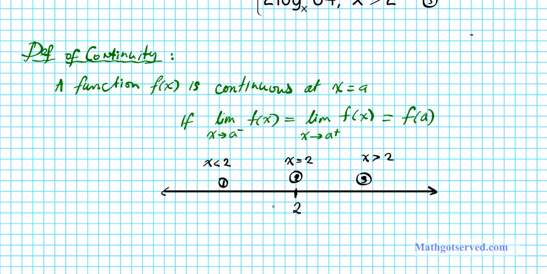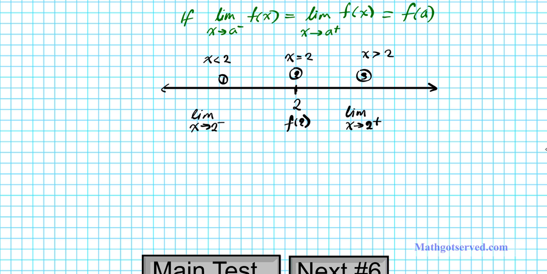So for this region, what we're going to be looking at is the limit as x approaches 2 from the left. And then at this point, we're going to be evaluating the value of f of 2. And on this region right here, we're going to be looking at the limit as x approaches 2 from the right. So we're basically approaching 2 from both sides, and then taking a look at the value of the function when x is equal to 2. All these three must be the same in order for us to conclude that the function is continuous at x equals 2. All right? So let's go ahead and compute all of these three values.